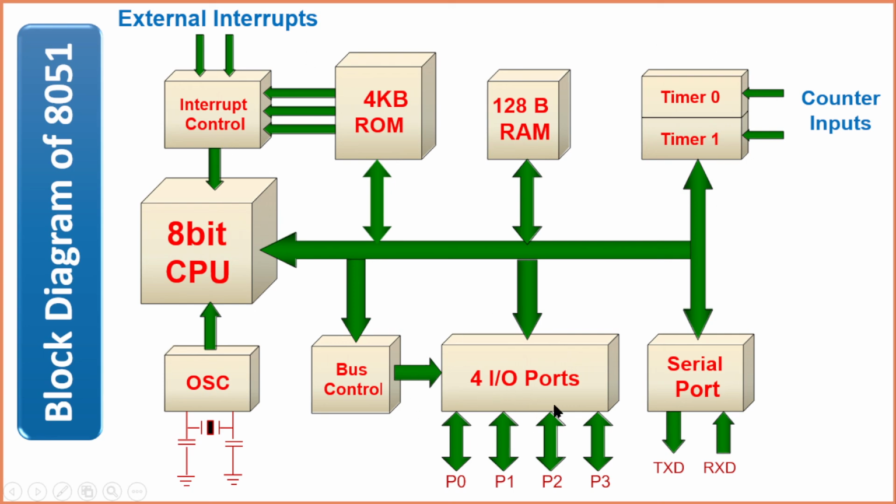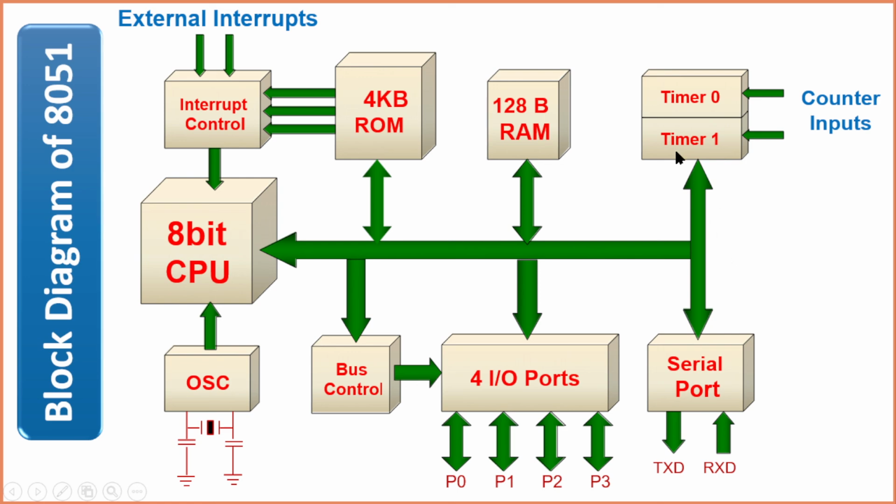Then we have 4 I/O ports, namely P1, P2, P3, P0. All are 8-bit bidirectional I/O. Then we have a serial port, TxD, RxD, through which data will be transmitted externally, from external to internal, and internal to external. Both are possible here.